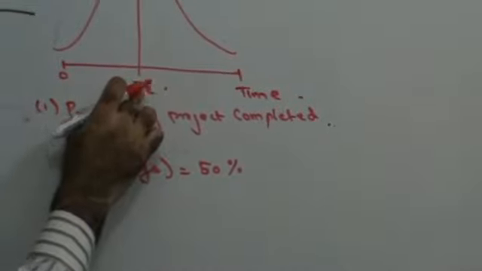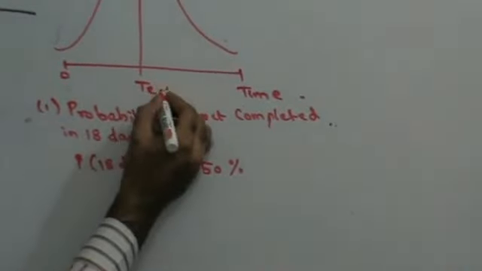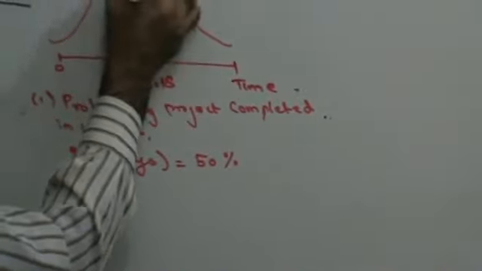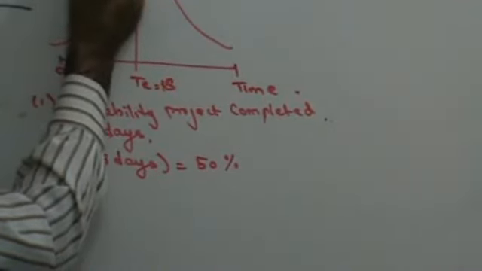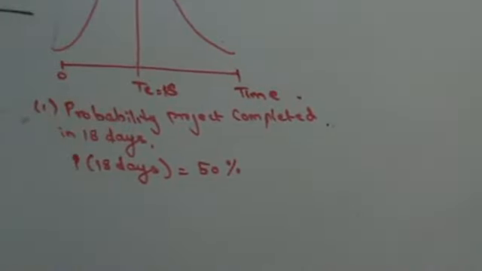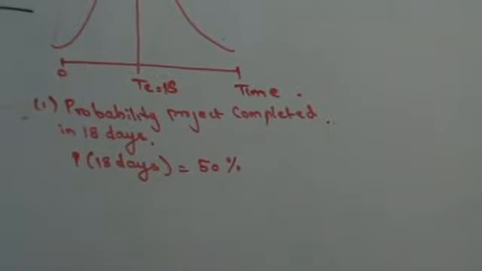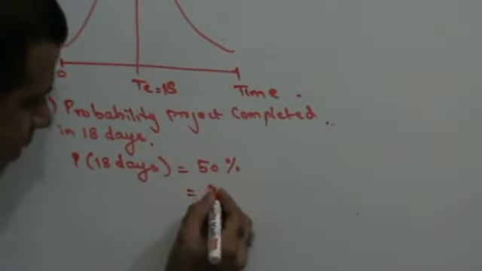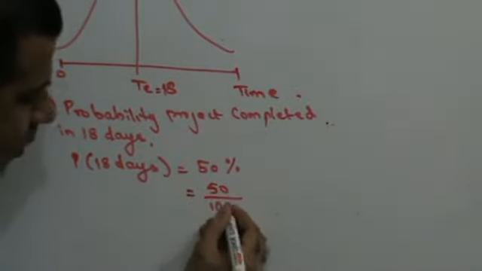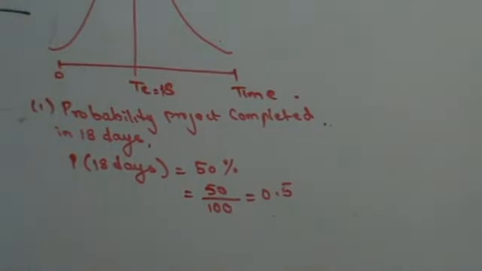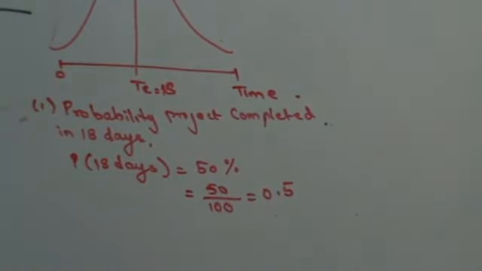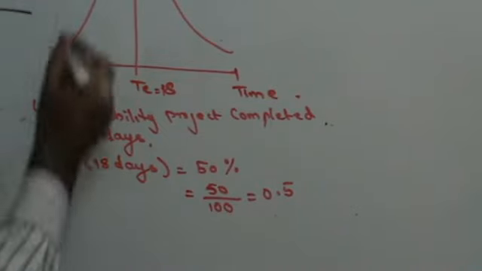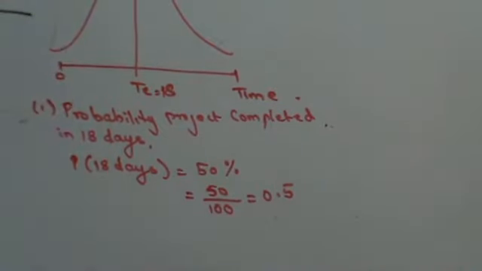TE, this is my project completion time. This is 18 days. This line represents my 18 days line, and this line also indicates 50%. 50% means 50 upon 100, so that is 0.5. So the probability that the project will be completed in 18 days is 0.5. That's my probability that I'll be able to complete the project in 18 days. Fine, do we get this?